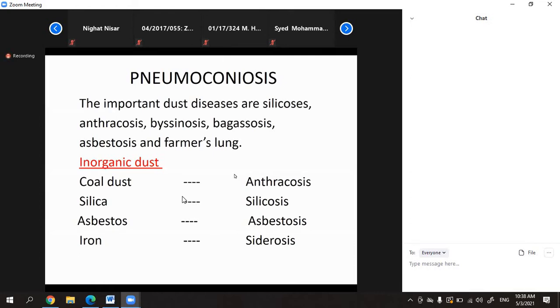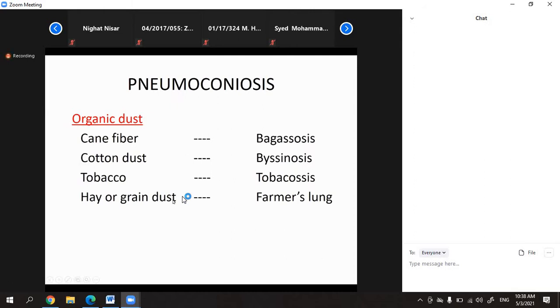So this is called, generally, the term used is pneumoconiosis, and these are various types of pneumoconiosis that are listed here. From previously, we have seen pneumoconiosis due to inorganic dust. Now, pneumoconiosis due to organic dust, that is Bagassosis, which is through cane fiber. Cotton dust causes byssinosis. Tobacco dust causes tobaccosis. Hay or grain dust causes farmer's lung.